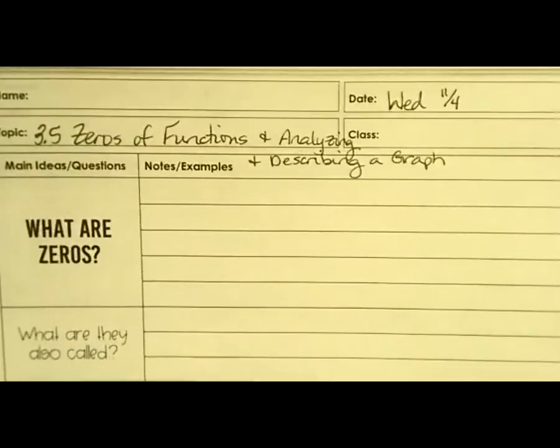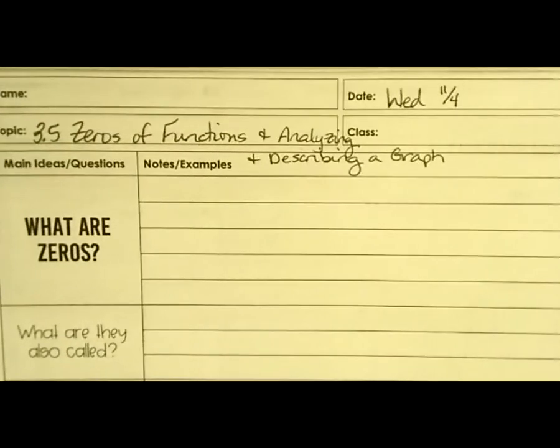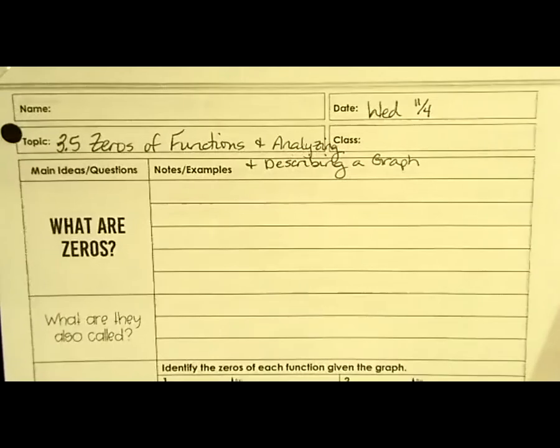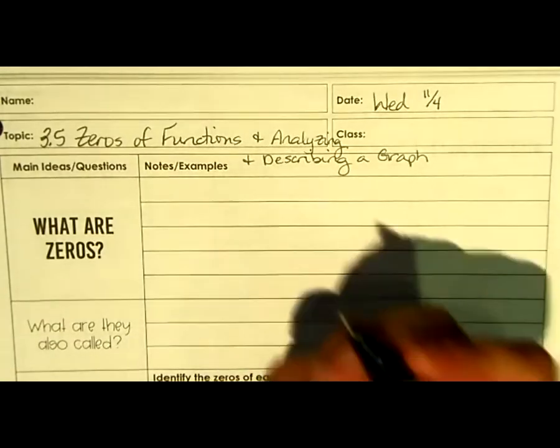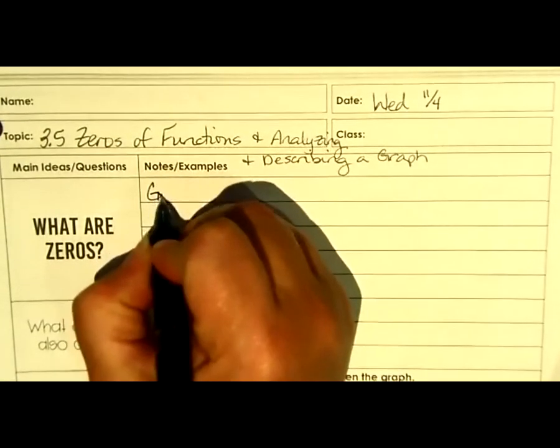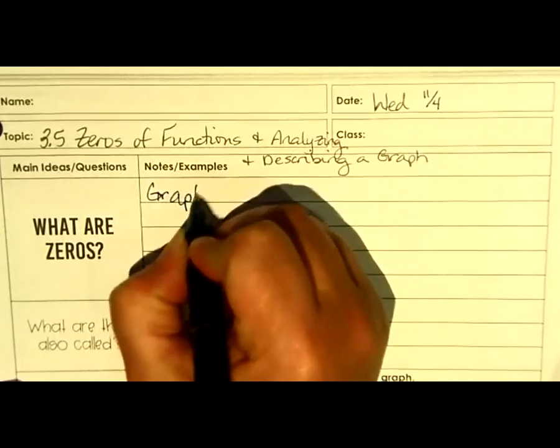All right, what we're talking about today is the zeros of the function. We're going to think about it as well as analyzing a graph, which we've kind of done already when we talked about describing a graph and you had to tell the stories. So let's talk about the zeros, what that means based on a graph and figuring them out algebraically. All right, so here we go. Let's start off. We're going to talk about graphically first.